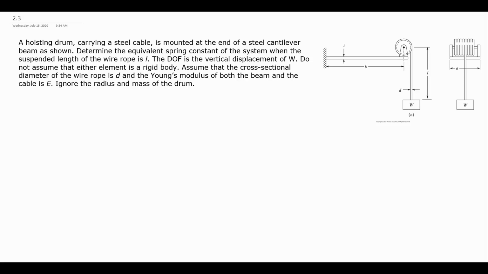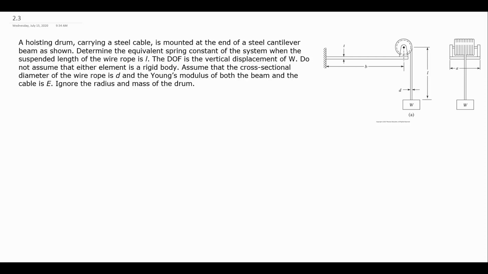In this example, we want to find the equivalent spring constant of the system if we are tracking the degree of freedom being the weight W at the end of the cable. Now, what makes this different than some of the previous examples we were looking at is we are going to allow the deformation of our objects. So we are going to account for the fact that the cable itself is deformable. It's going to be able to stretch as this weight is applied and move.